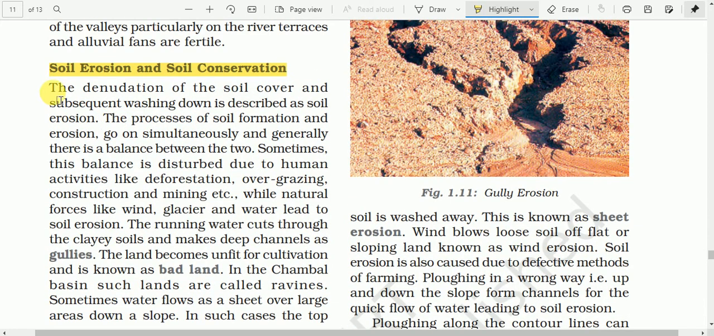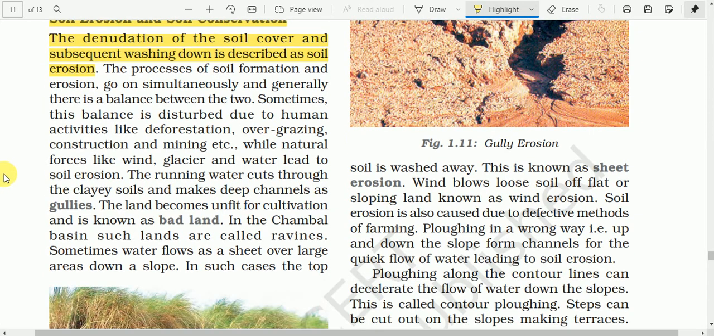The denudation of soil cover and the subsequent washing down is described as soil erosion. Denudation, the process of removing soil particles from the surface, and the subsequent washing down is described as soil erosion. And the processes of soil formation and erosion go hand in hand, and generally there is a balance between the two. There is a balance between the process of soil formation and erosion naturally, but sometimes this balance is disturbed due to human activities.